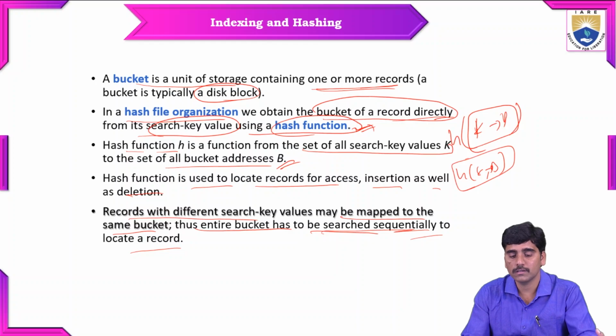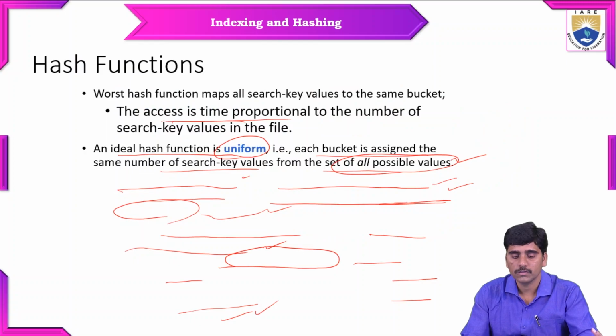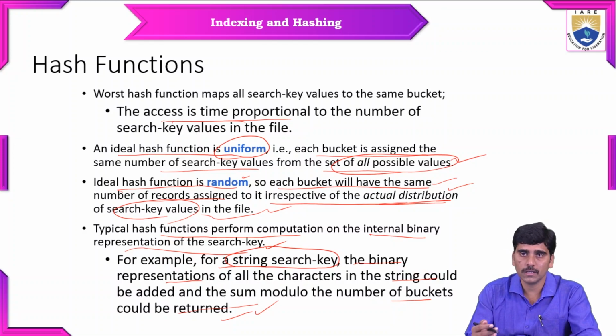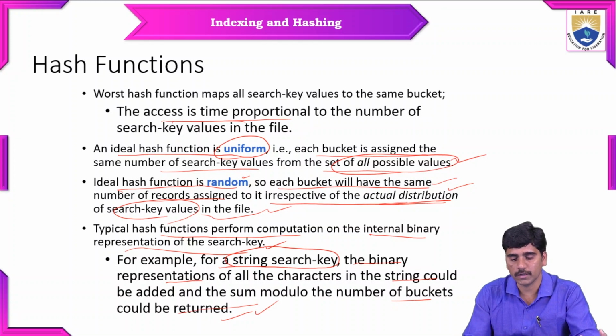A bucket is a unit of storage which contains one or more records. Typically it is a disk block. In hash file organization, we obtain the bucket of a record directly from its search key value using a hash function. Hash functions are uniform and random. Uniform means assigning the same number of search key values to each bucket, and random means assigning different numbers of values to the buckets.